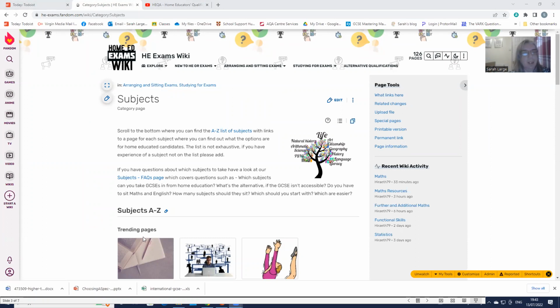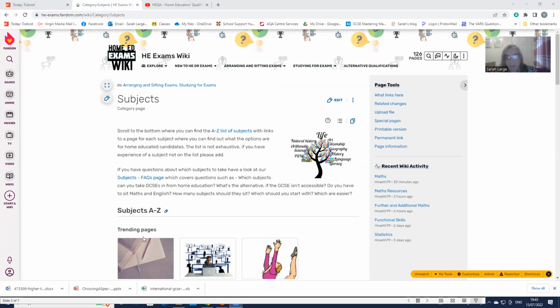There we go. Right. So the wiki is a website, and it's not particularly run by anyone. It is a collective dumping ground of home educators' experiences and knowledge. So it isn't necessarily always as up to date as it could be in some places, but on the whole, it is your first port of call.